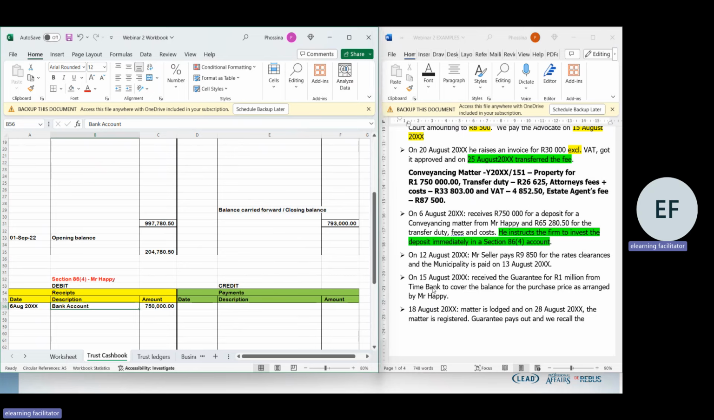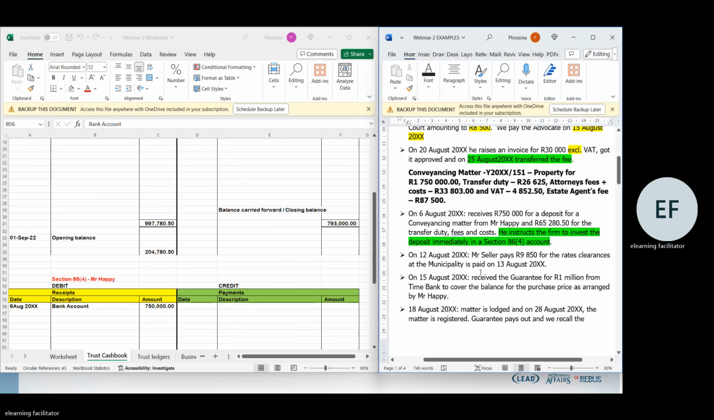Let's move faster. On 12 August 20XX, Mr. Seller pays 9,850 for the rates clearance at the municipality. So we're going to clear the rates at the municipality. The rates clearance at the municipality is paid on the 13th of August 20XX.